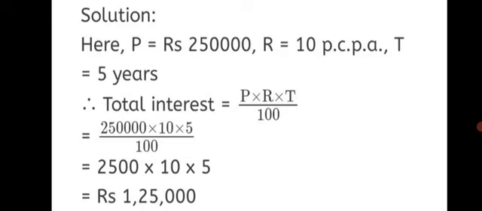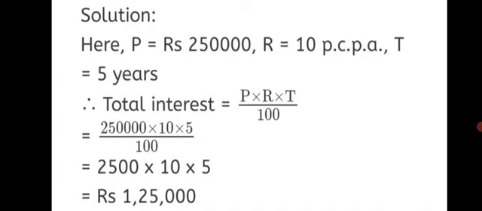Here P is given, R is given and T is given. Therefore, total interest is equal to the formula P into R into T upon 100, which is 2,50,000 into 10 into 5. Substitute the values for P, R, T and take it upon 100. Two zeros get reduced, so you are left with 2500 into 10 into 5. When you multiply this, you get your final answer 1,25,000.